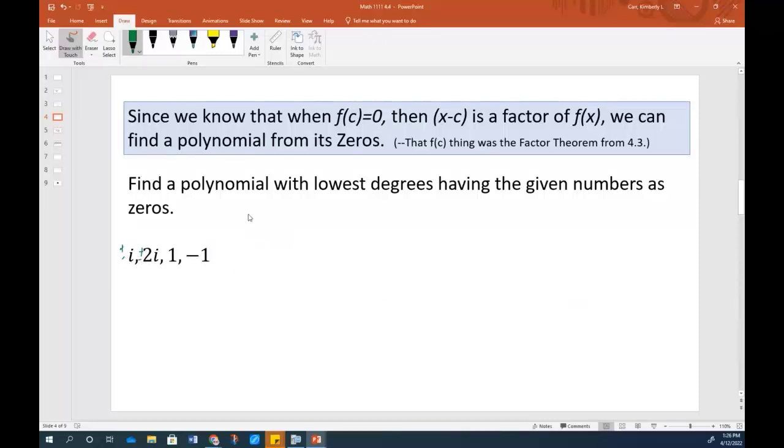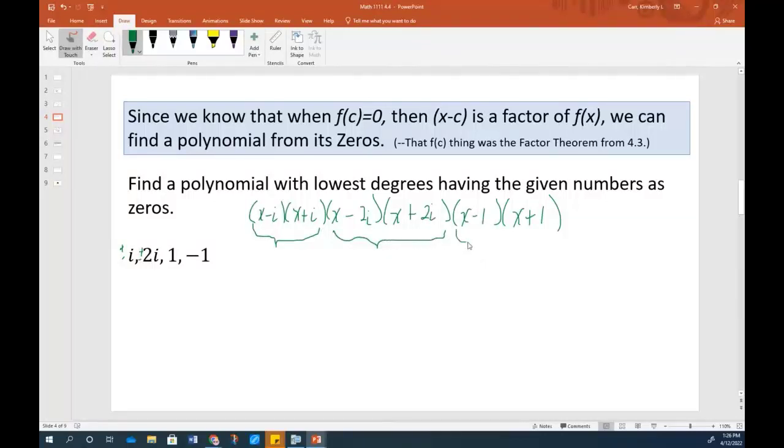So when I start lining this one up, I have x minus i, x plus i, x minus 2i, x plus 2i, x minus 1, and x plus 1. So what we can see here is that the conjugates that are imaginary are not nearly so bad to multiply. But these are the groupings that I want to start with.